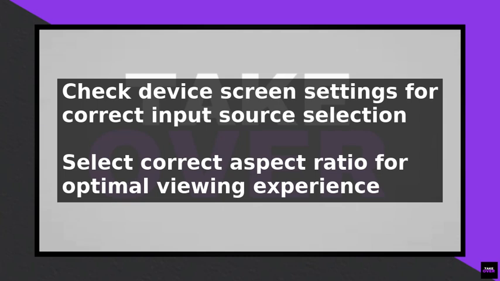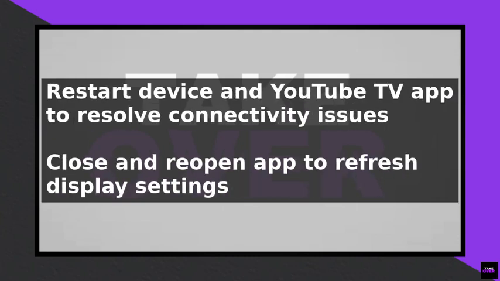If you are still having trouble, check the YouTube TV app settings. Open the app, select your profile picture, and choose Settings. Look for Display Settings and ensure that full screen mode is enabled. You can also try resetting the app to its default settings.